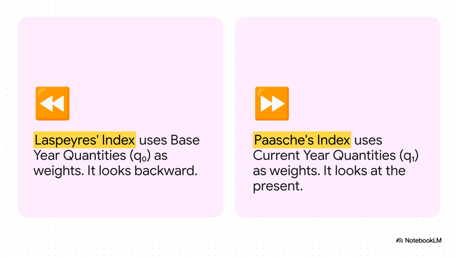So let's just boil this down to the key difference. Laspeyres is like looking in the rearview mirror. It uses an old fixed basket of goods to see how prices have changed. This is awesome for tracking the cost of a consistent lifestyle over time. Paasche, on the other hand, is like looking at your dashboard right now. It uses today's shopping list. This is great because it reflects our current habits, but it makes comparing year to year a little trickier. It's a really subtle but super important difference.